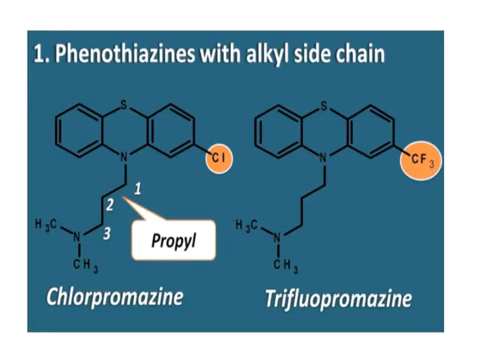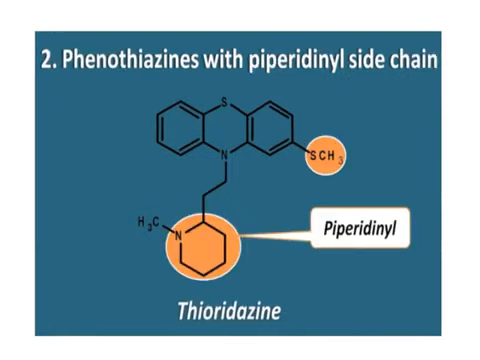Okay, with the alkyl side chain there are two examples, chlorpromazine and triflupromazine. Here you can observe the alkyl side chain. This is the alkyl part. If chlorine is present, it is chlorpromazine. If trifluoromethyl is present, it is triflupromazine. The second one is the phenothiazine ring with the piperidine side chain. This is the piperidine group. If such a group is present and at the second position SCH3 is present, the example is thioridazine.